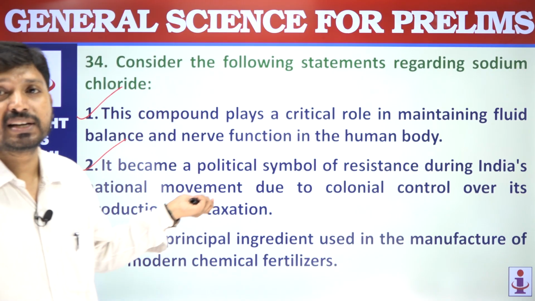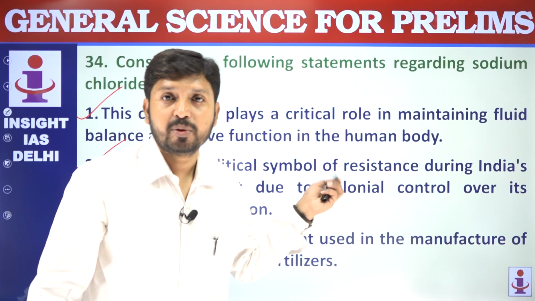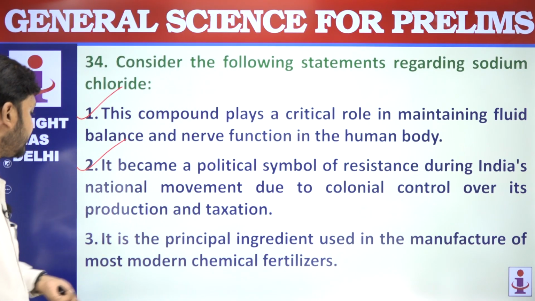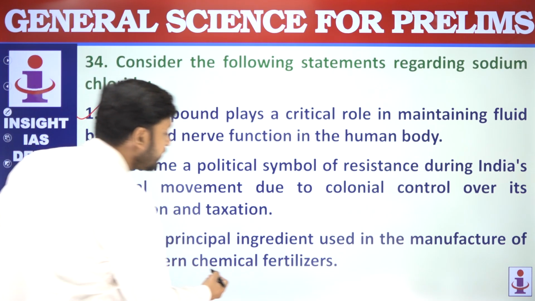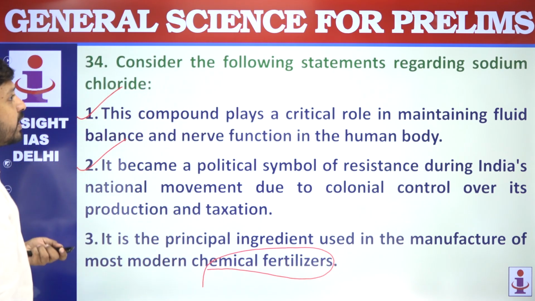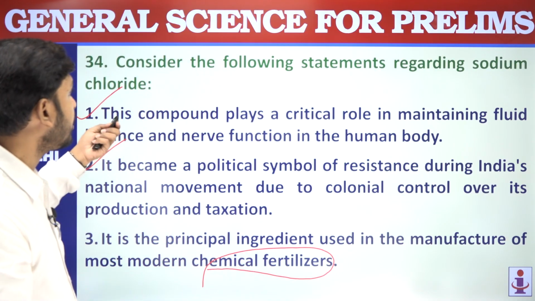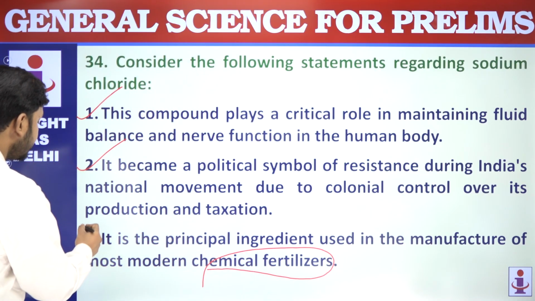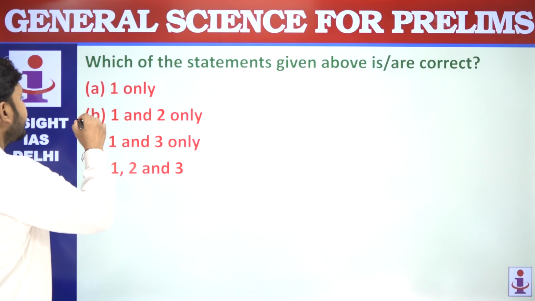It became a political symbol of resistance during India's national movement due to colonial control over the production of salt and taxation. That is nothing but the Dandi March, which was conducted by Gandhiji during the freedom fight. And it is a principal ingredient used in manufacturing modern chemical fertilizers. No. In modern chemical fertilizers, nitrogen is the major component that is used, not sodium. So this is the wrong statement. 1 and 2 are correct, and they are asking for the correct one. So 1 and 2 are there in option B.